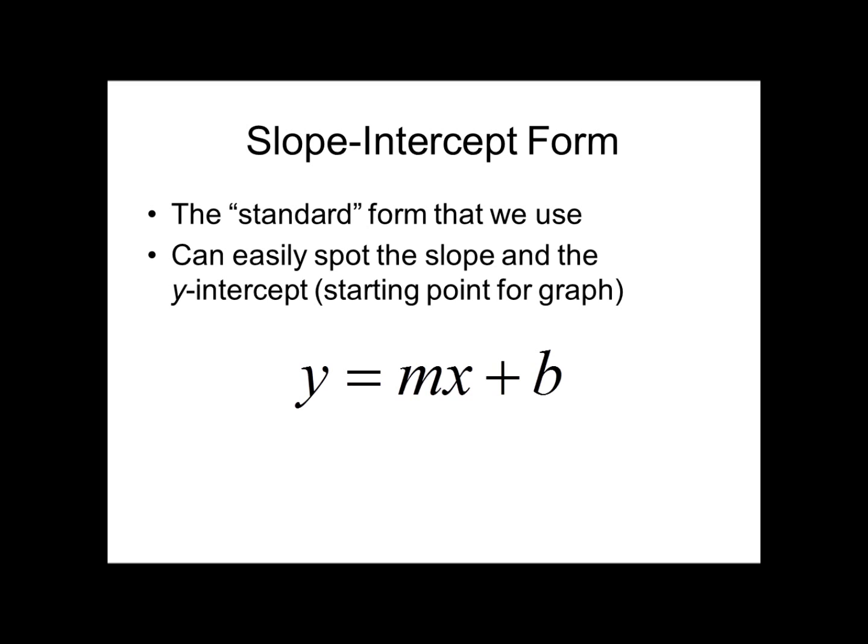Let's talk about slope-intercept form. This is our quote-unquote standard form that we use in algebra. It allows us to easily spot the slope and the y-intercept, which is a good starting point for when we want to graph. So our slope is right in front of the x. If we don't see anything in front of the x, it's what we refer to as an understood 1. Our y-intercept is that number at the end, that plus b. Again, if we don't see that, it's an understood value, but that time it's 0.